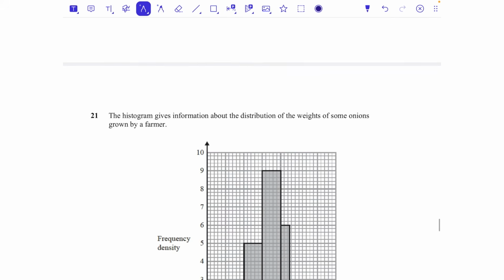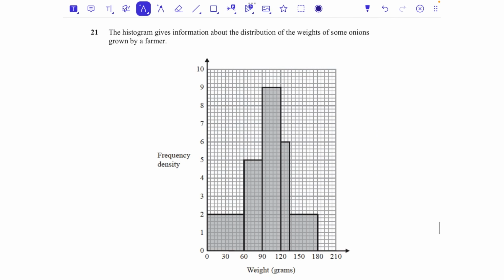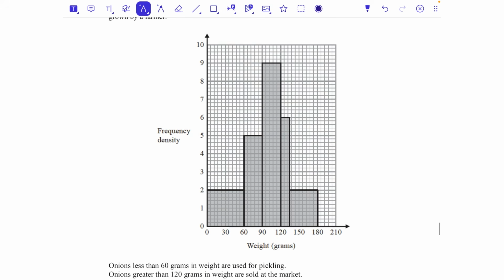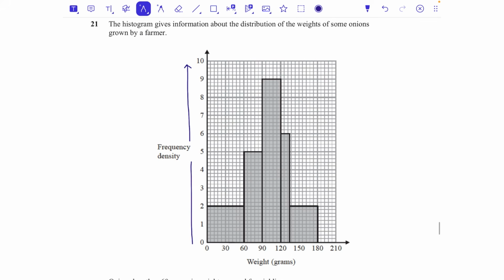Okay, question number 21. The histogram gives information about the distribution of the weights of some onions grown by a farmer. So on a histogram, the area of the bar is the frequency. Up the side here, it says frequency density. That does not mean how many onions. That's just the number that you would multiply this width by to get the frequency.